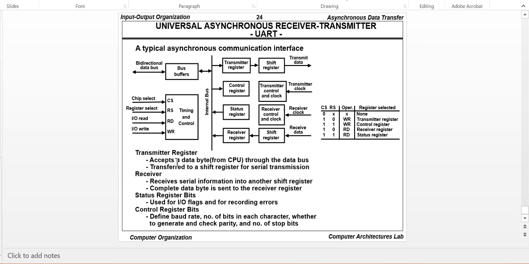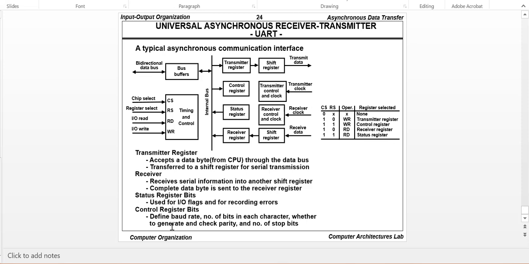Okay, here I have given the same thing, and before any transmission takes place, a control instruction will be issued by the CPU to define the baud rate. What is the baud rate? Just now we saw the definition: the baud rate is the number of bits to be transferred per second. And also the number of bits in each character.